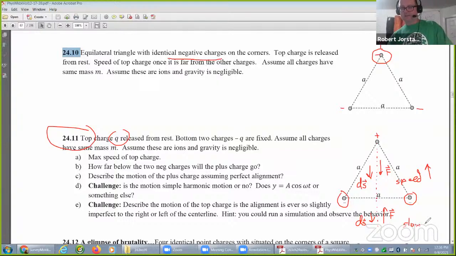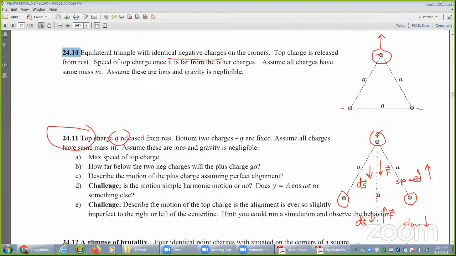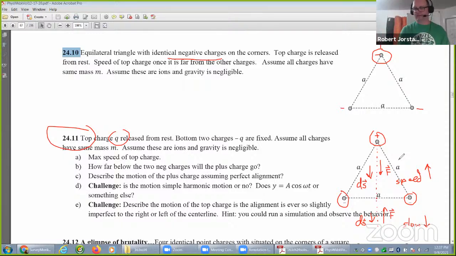So where will it stop? You release this from rest. It will stop at the same point, exactly, as when the triangle is flipped upside down. Yeah. All right.